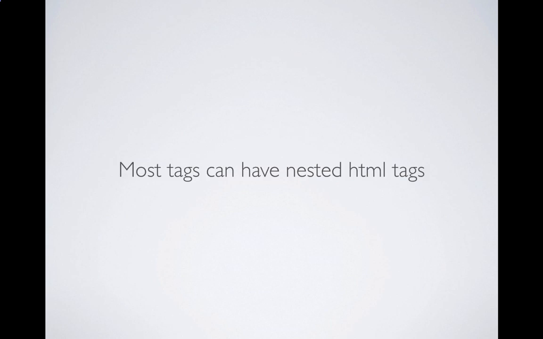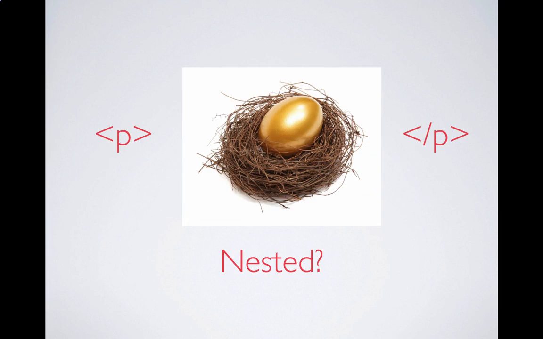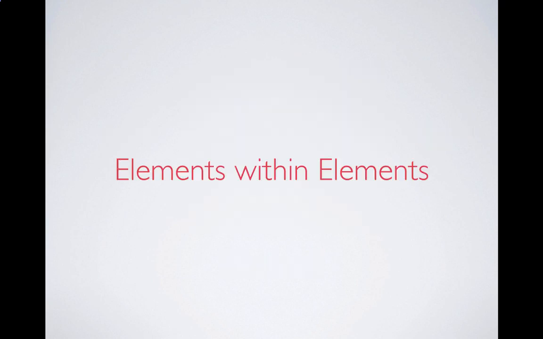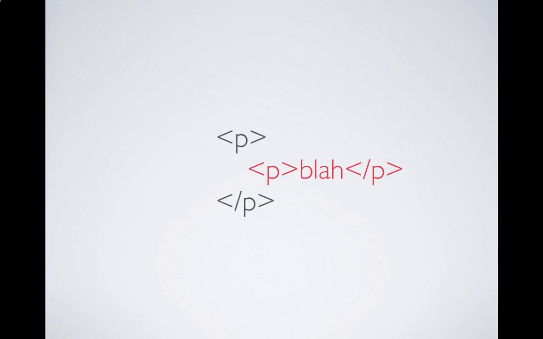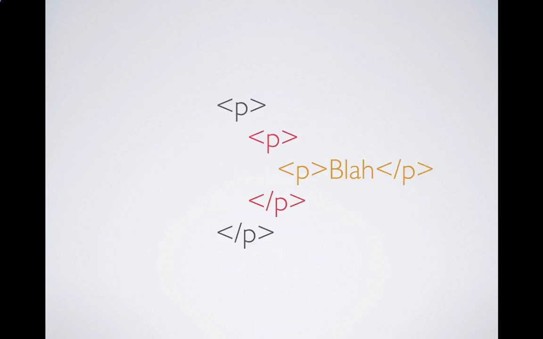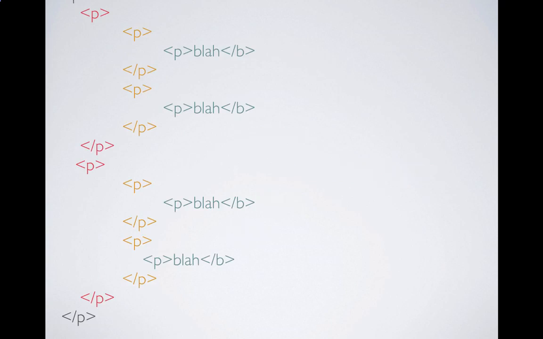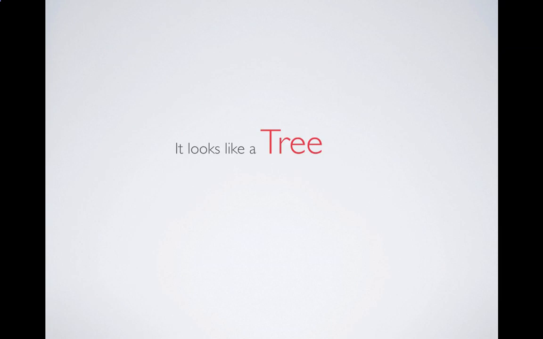Most tags can have nested HTML tags in them. No, not this kind of nest. I mean elements within elements. So let's say this is an HTML paragraph element. How about we put another paragraph element in between as content? Well, this is nicely put. So you have a paragraph within a paragraph. How about a paragraph within a paragraph within a paragraph? Keep going as far as you can take it. Looks like a tree. Yes, it does.